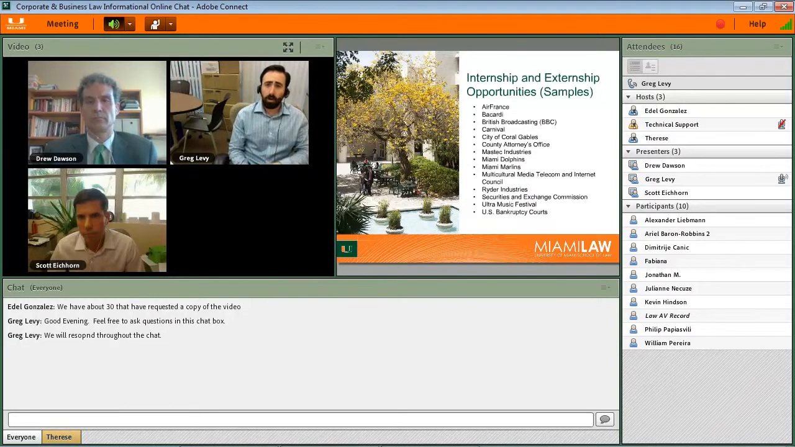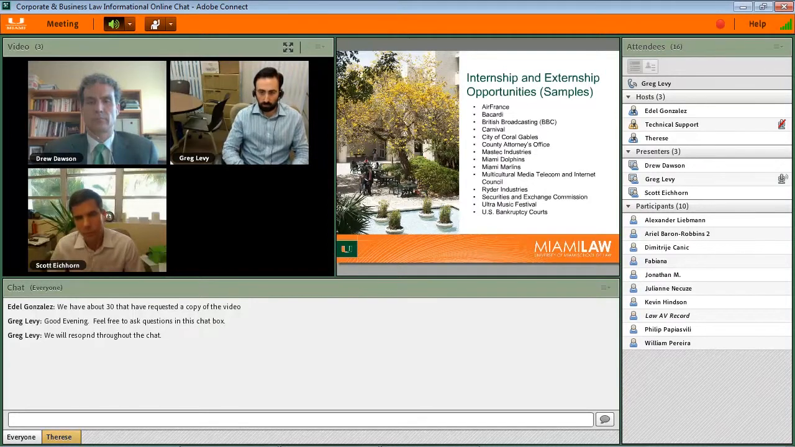Next, our career office just provided us a sample list here of some of the internships and externship opportunities that students in our externship program have had that have involved both corporate and business law.